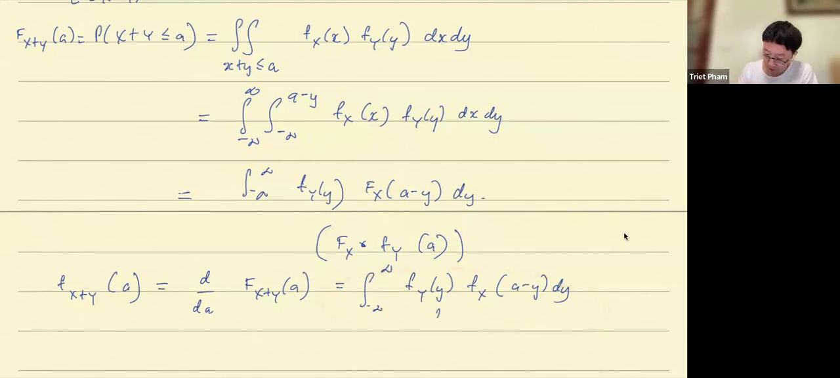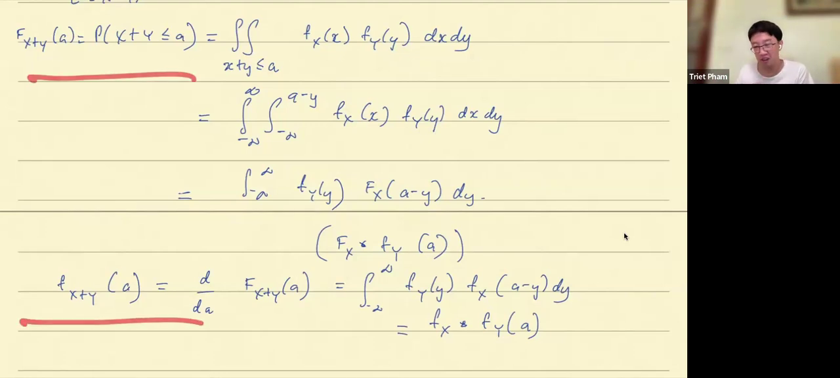So you can say, and by the way, convolution is symmetric. So you can do either fx convolves fy or fy convolves fx. All right. So that's it. That's the formula, if you will.